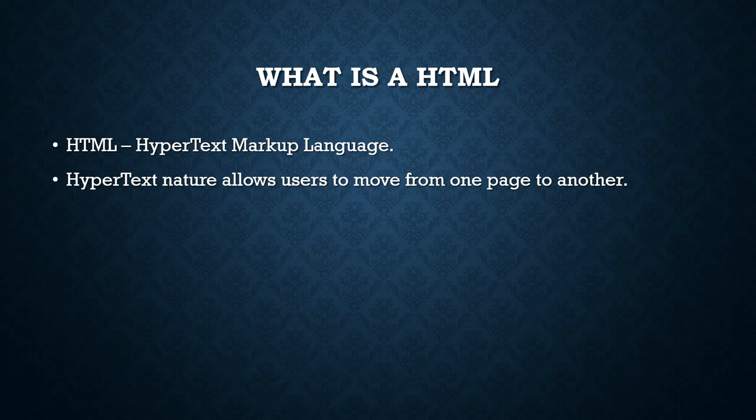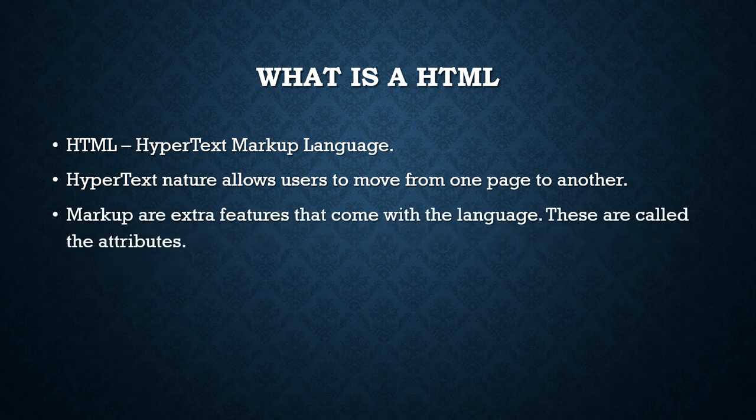Now you must know that every website is built with HTML. In fact, HTML is a core concept of a website. That is why I said it is a language of the internet. You can build a website with absolutely HTML codes. The markup nature are extra features that come with the language. These are called the attributes.